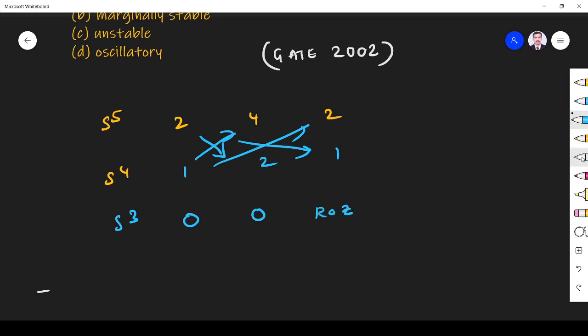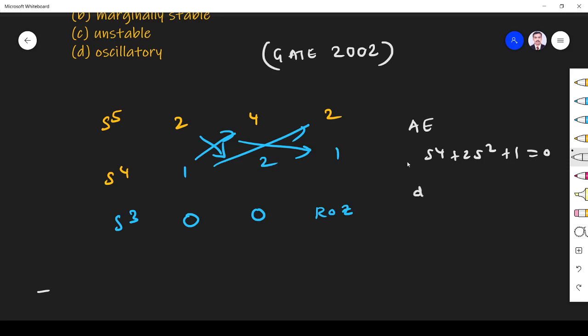A row of 0 means what we have to do? We have to take the auxiliary equation. So the auxiliary equation is this one. This coefficient is s power 4. This coefficient is 2s square. This coefficient is 1. That is equal to 0. Okay. So how can I find the new parameters?